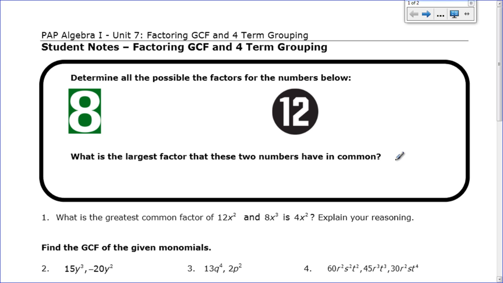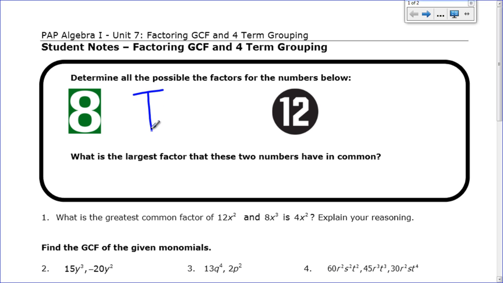Your notes here start with determining all the possible factors for 8 and 12, and then listing the largest factor they have in common. There are two ways to do this, and I know this seems elementary because you should know how to find the greatest common factor, but it's going to come in handy because not everybody knows the greatest common factor of 8 and 12 off the top of their head. And what I'm about to show you will really help.